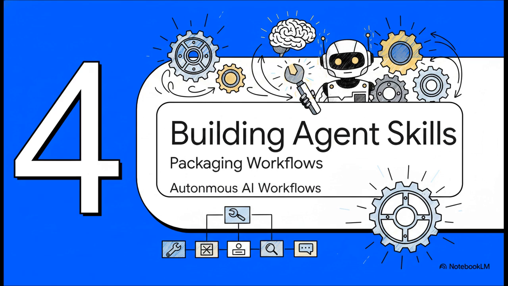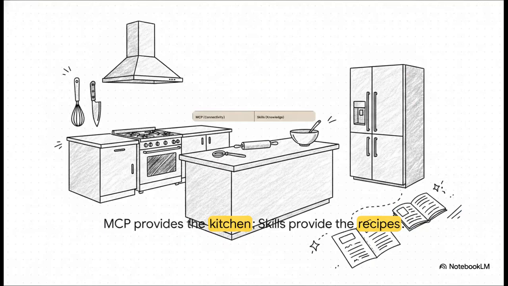All right, Section 4, building agent skills. This is the third and honestly the most powerful upgrade to your tool belt. This is where the whole shebang really comes together. I absolutely love this analogy from the Anthropic engineering team. Think of it like this. MCP provides the kitchen, but skills provide the recipes.